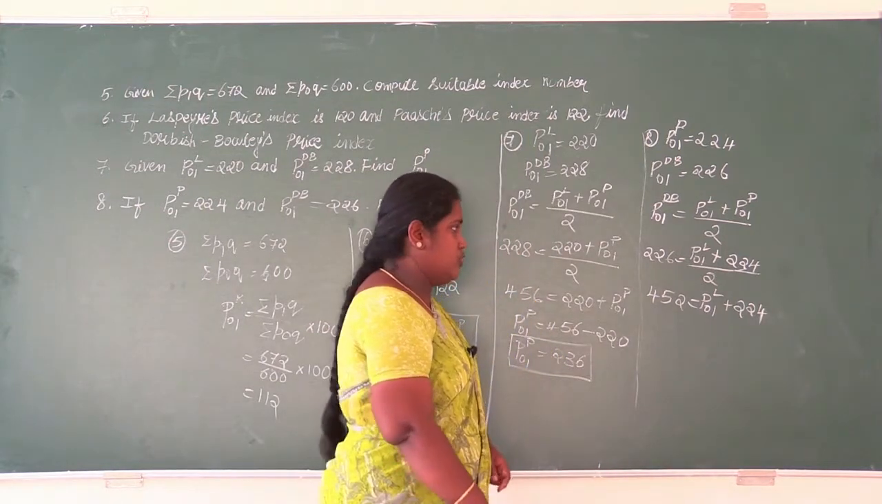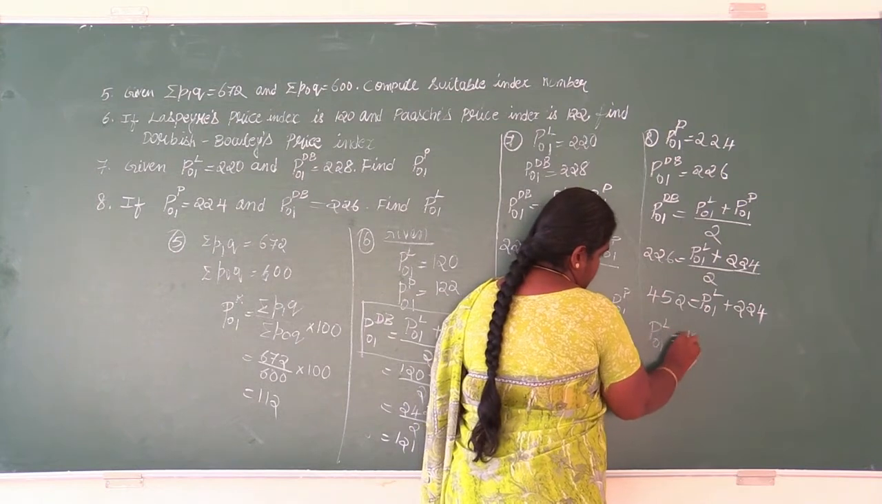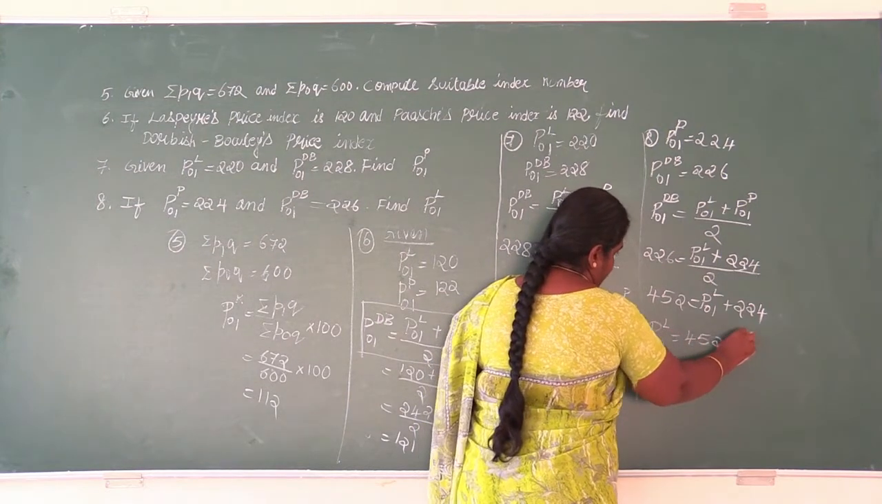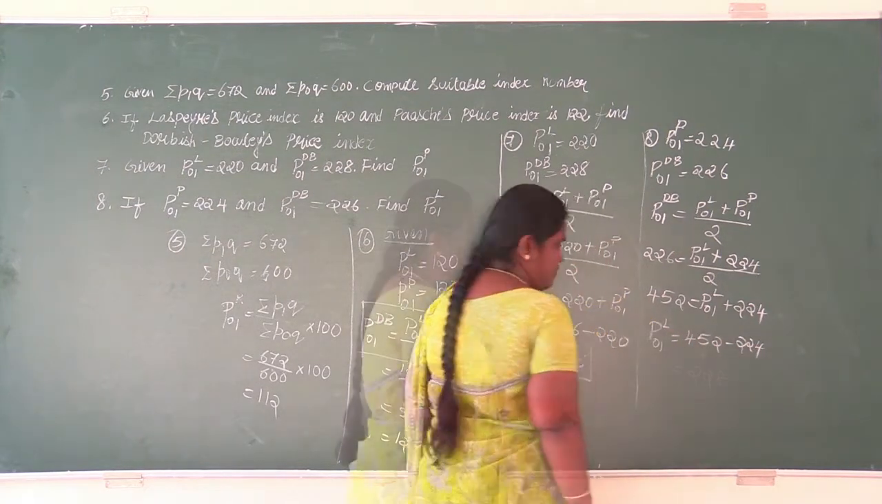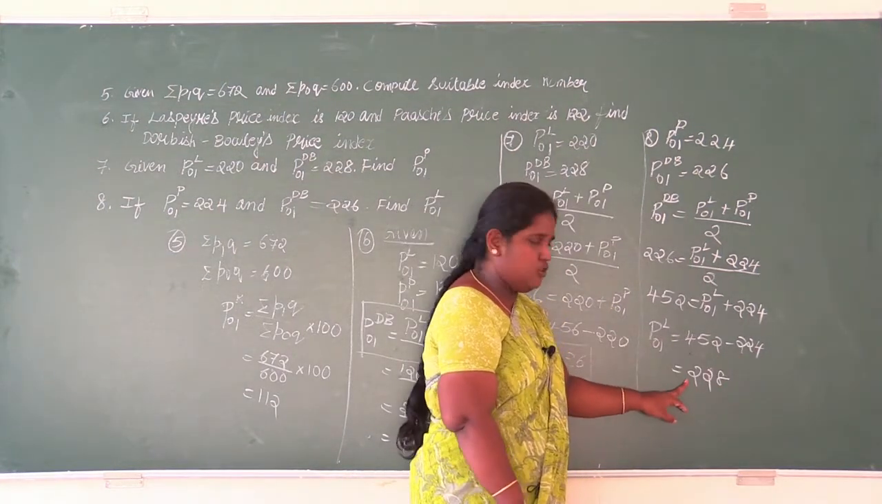Bring that 224 towards the other side. It becomes P01L equals 452 minus 224. So you have to subtract this. So the answer is 452 minus 224, which will get 228.